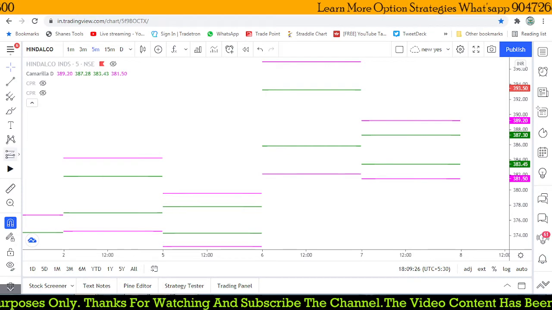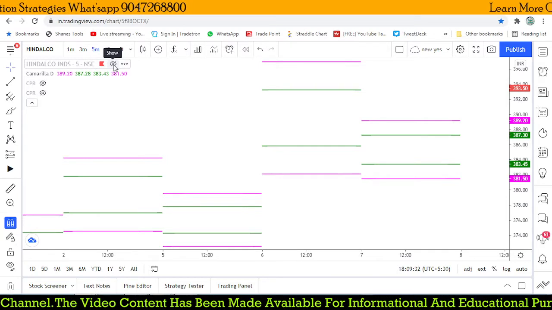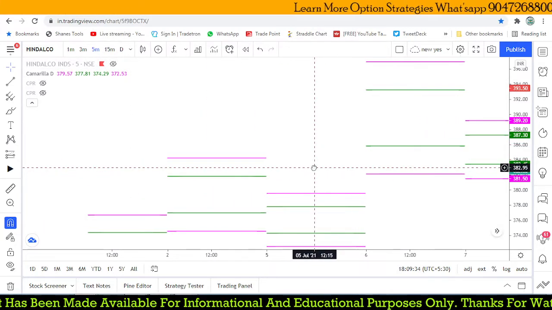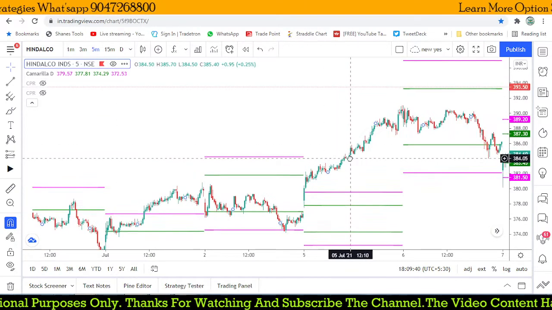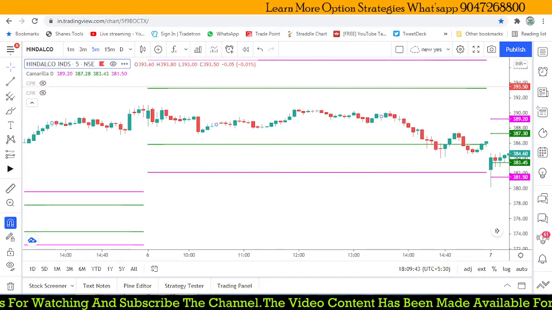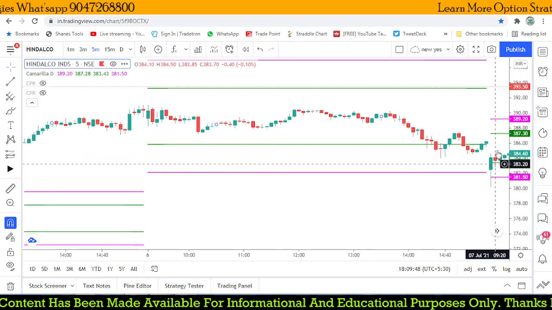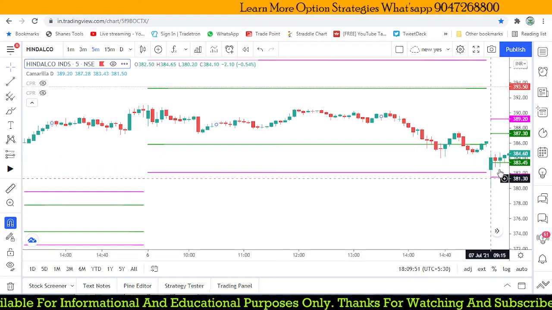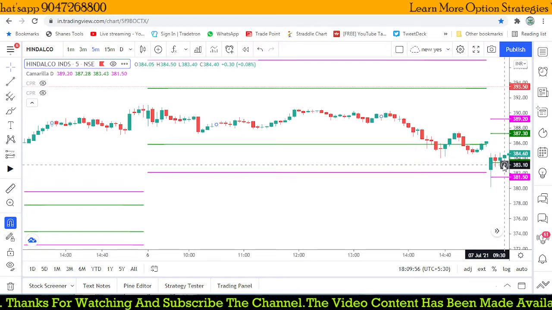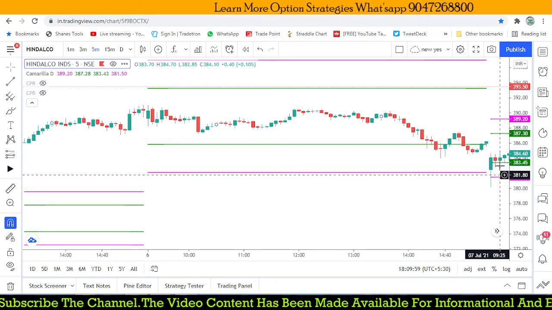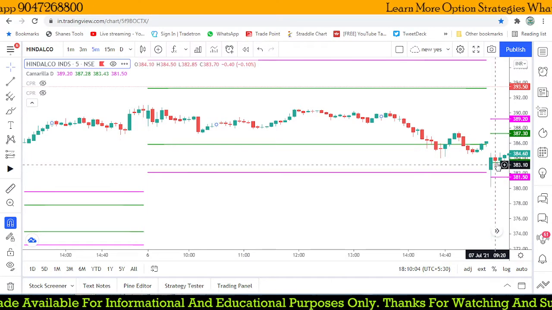Let's analyze, and we'll show this is the Hindalco chart, and we'll show you how it happened today. Instead of that, we will see candle by candle from the morning onwards. Today the market started around 382, between S3 and S4, where support 3 and support 4 are both the same level, and it is slightly moving up.